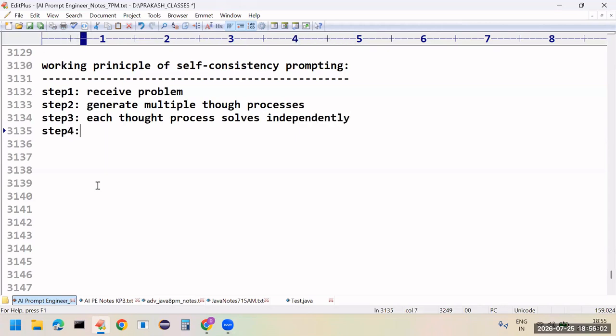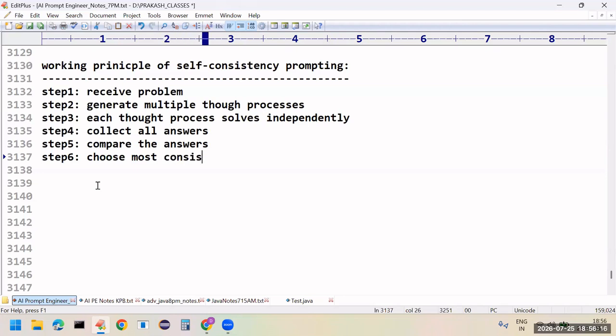Next, step 4. What we will do? Sir, collect all answers. What is step 5? You have to compare the answers. What is step 6? Sir, you have to choose the most consistent answer. What is step 7? You have to return the final response. This is nothing but the strategy that we will follow in self-consistency prompting.